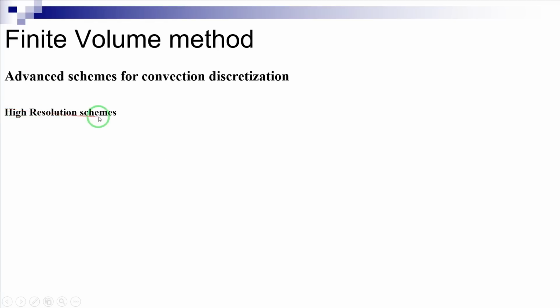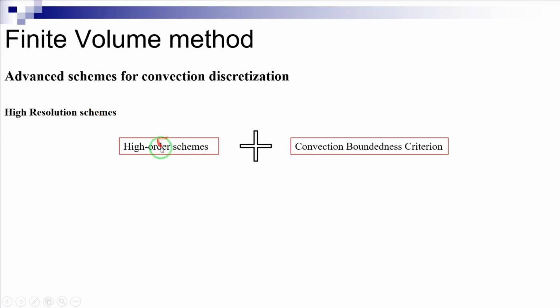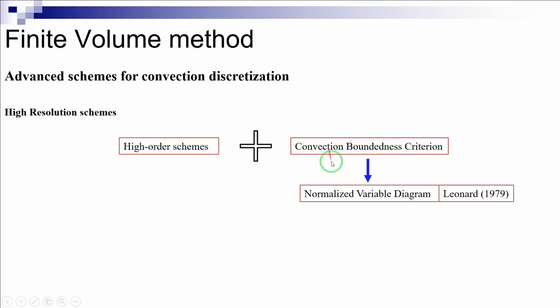High resolution schemes. The high resolution schemes are developed through a combination of high order schemes and a convection boundedness criterion, which ensures that no oscillatory behavior is experienced in the solution. Convection boundedness criteria are developed using the normalized variable diagram introduced by Leonard in 1979. The normalized variable diagram is a plot which describes the locally normalized convected control volume face variable phi f with respect to the normalized adjacent upstream node variable.